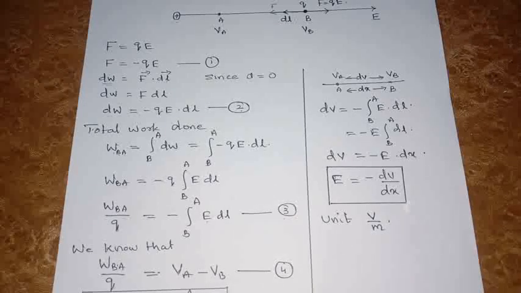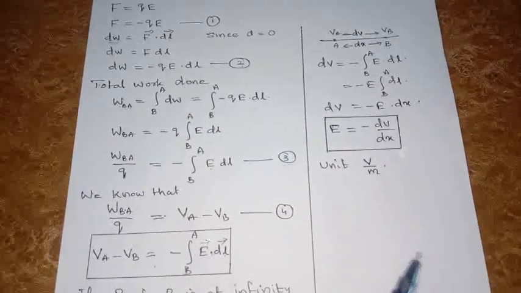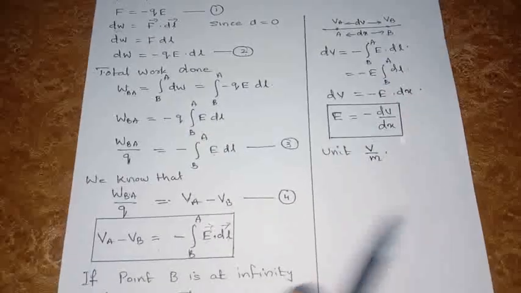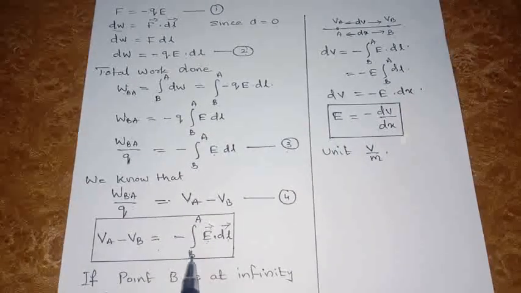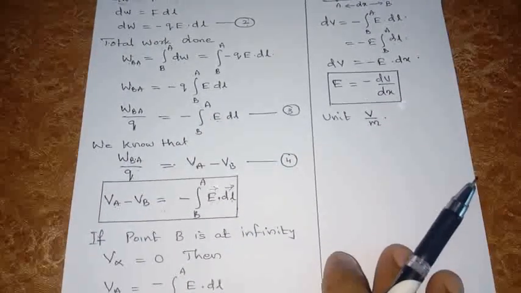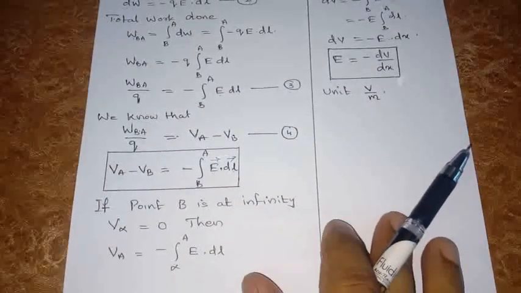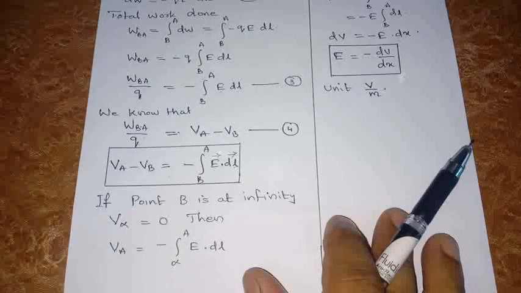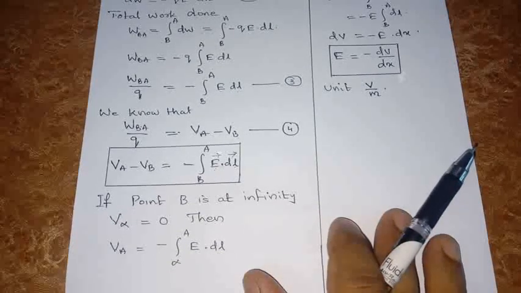So this is the equation we have to derive. VA minus VB is equal to minus integral B to A E dot dl. That means the negative line integral of electric field between 2 points is nothing but the potential difference between these 2 points.